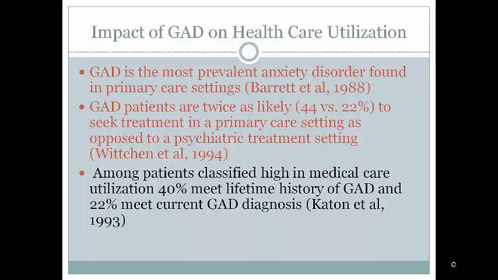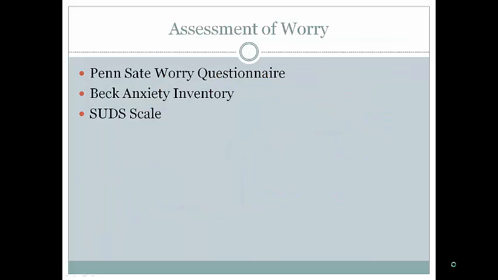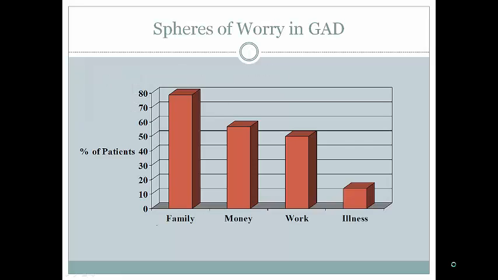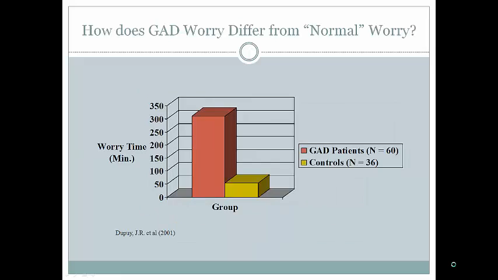And we know that in addition to the symptoms, the worry creates a bunch of other symptoms and other disorders. So people with GAD, in addition to having worry, might have a host of other physiological symptoms. In terms of assessing worry, some of the questionnaires that you can use are the Penn State Worry Questionnaire, the Beck Anxiety Inventory, and the SUD scale that we've already talked about. People with GAD, as I said, worry about a number of different things. The majority of them worry about family, followed by money, work, and illness.